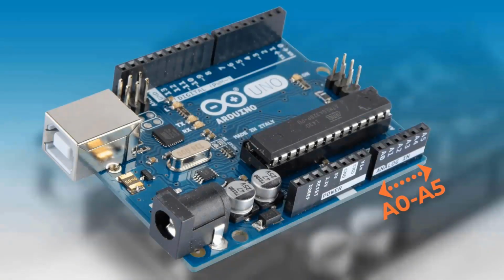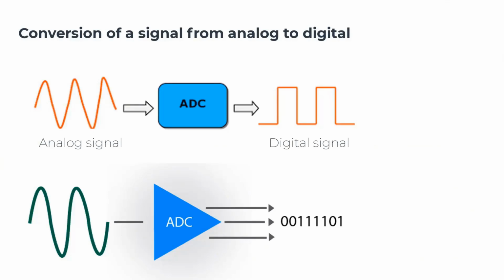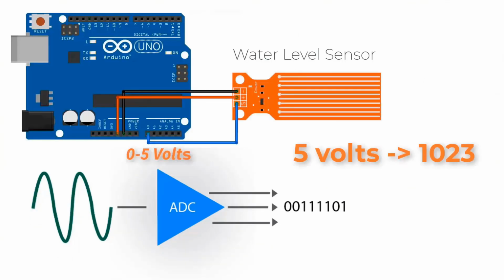Hey everyone, in today's video, we'll be learning how to read analog values with Arduino. In our previous lesson, we discussed the concepts of analog and digital information. We explored how analog information represents continuous signals, like varying voltages between 0 and 5 volts, while digital information is represented in binary form, consisting of zeros and ones.